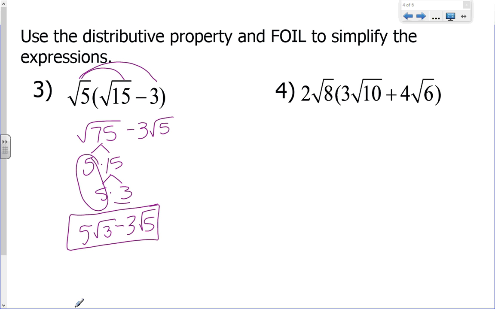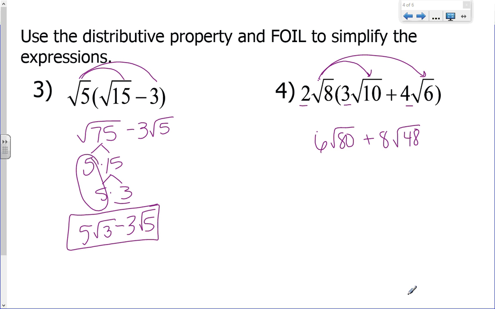Now we have to distribute with 2 square roots of 8. So when we go to distribute that, once again, we're going to just multiply just like we did in number 3. I'm going to do outside times outside. I get 6, and then radical times radical, square root of 80. I'm then going to continue to distribute, and I'm going to multiply the same way. 2 times 4 is going to be 8, and then square root of 48. We're going to need to simplify these.